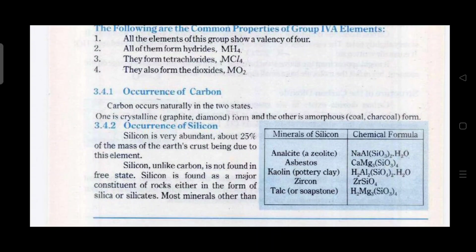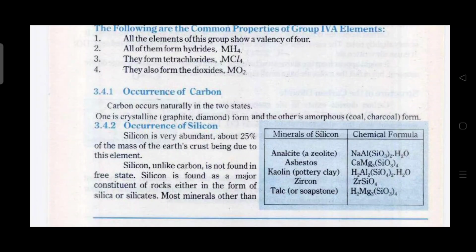Now let's talk about the occurrence of silicon. Silicon is a very important element and it is very abundant, about 25% of the mass of the earth's crust is due to this element. Silicon is not found free in nature and it forms the major constituent of rocks in the form of silica and silicates. The table shows some minerals of silicon.